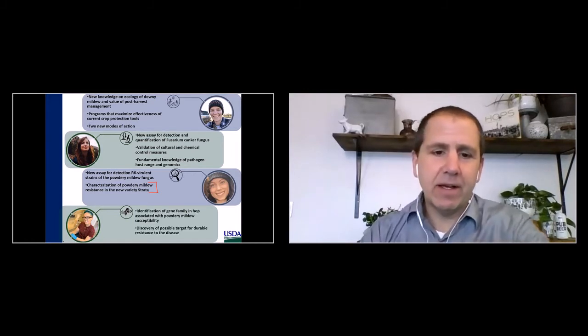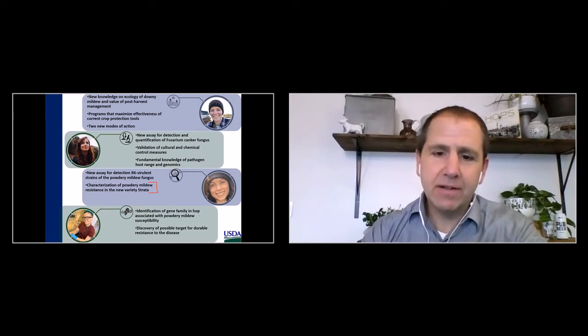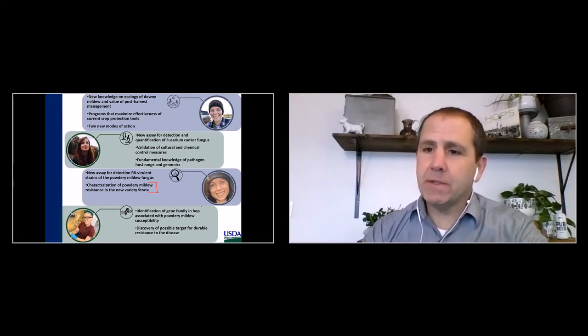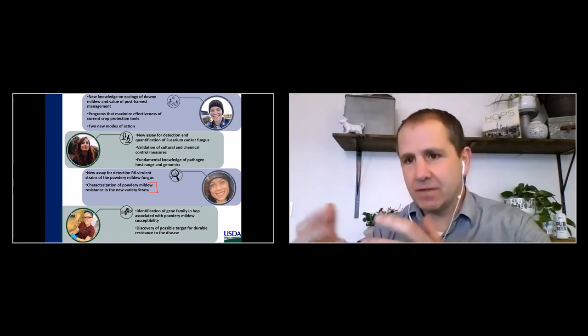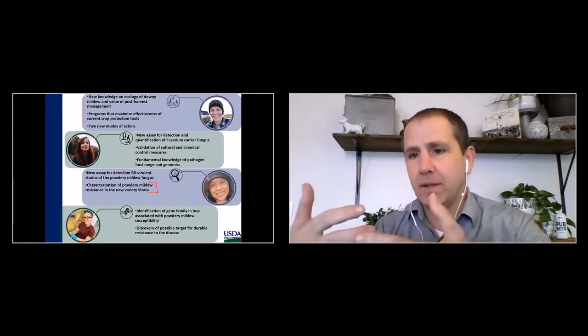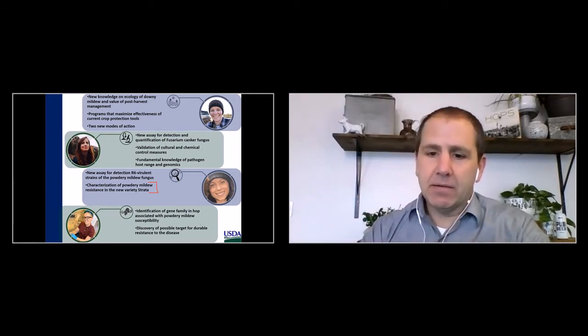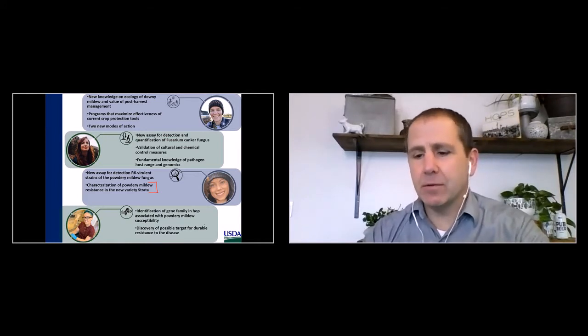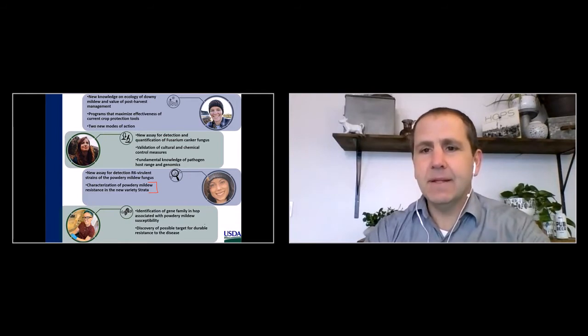And rounding this out, Michele in her presentation spoke to identification of a gene family in hop that's associated with powdery mildew susceptibility. So it's the opposite of resistance genes: genes that confer susceptibility to powdery mildew, and identifying possible targets for breeding that we think would be more durable and long-lasting forms of resistance.